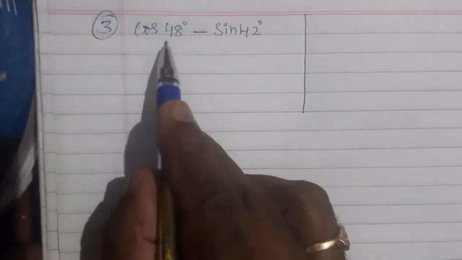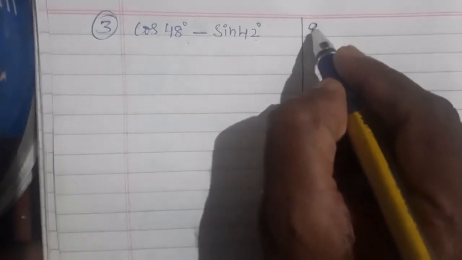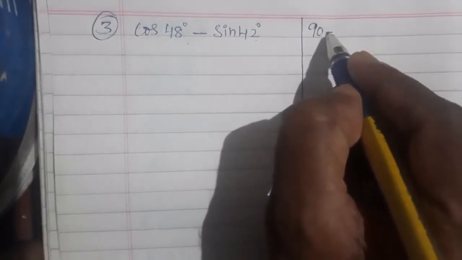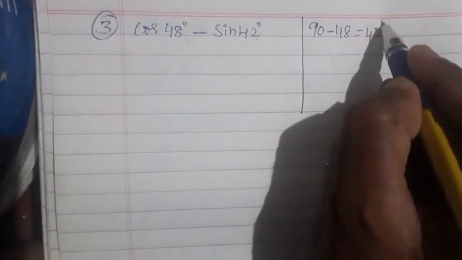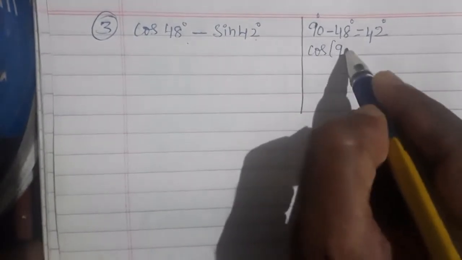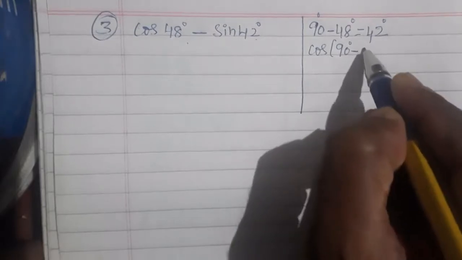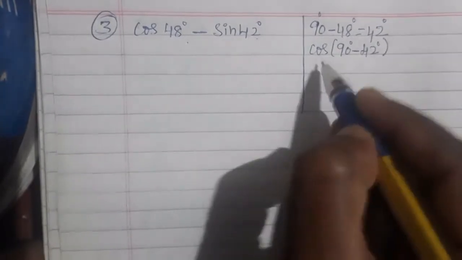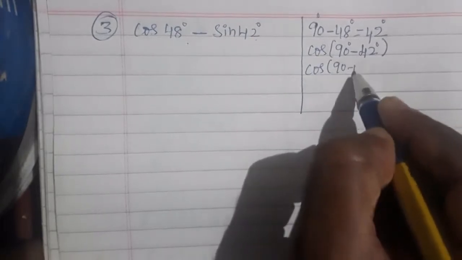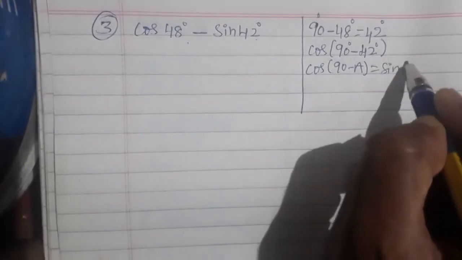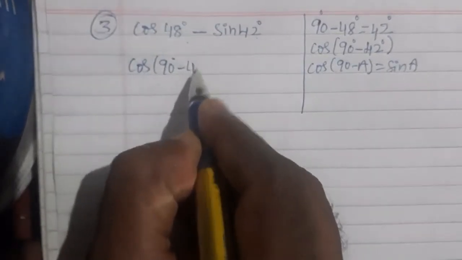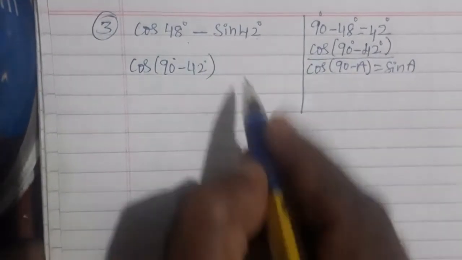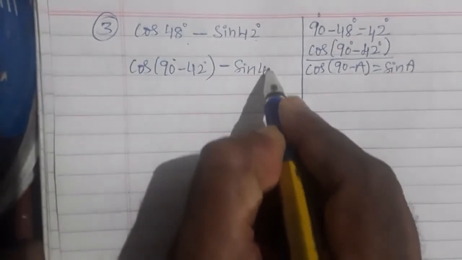So the third question. Cos 48 degree minus sin 42 degree. We will check the complementary angle of 48. 90 minus 48: 10 minus 4 is 6, 8 minus 4 is 4, so 42 degree. Now cos 48 can be written as cos 90 minus 42 degree. And we also should remember cos 90 minus A is equal to sin A. So remove cos 48 and write cos 90 minus 42 degree minus sin 42 degree.